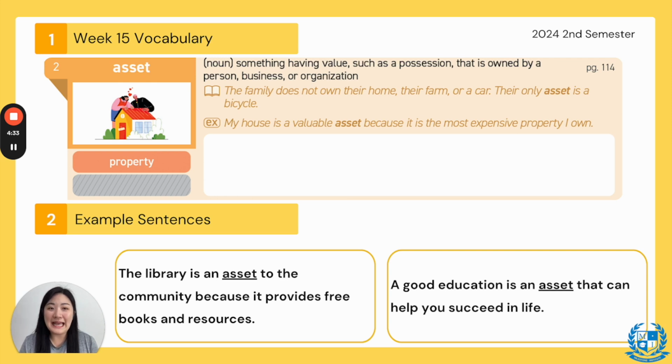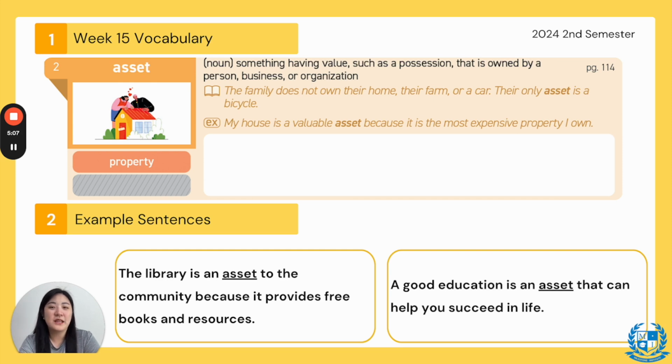In our TED Talks, it says, the family does not own their home, their farm, or a car. Their only asset is a bicycle, meaning here they probably rent their home, probably pay money also for their farm, and also probably just rent their car. So it's nothing that's under their name, so it's not an asset. The only thing that they actually own is a bicycle. Let's read the example. Ready? 1, 2, 3. My house is a valuable asset because it is the most expensive property I own.